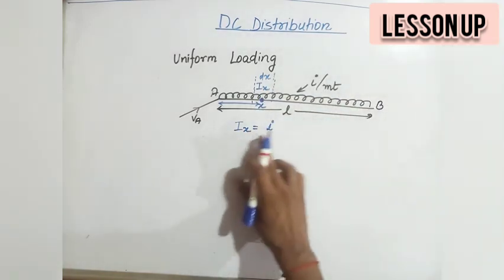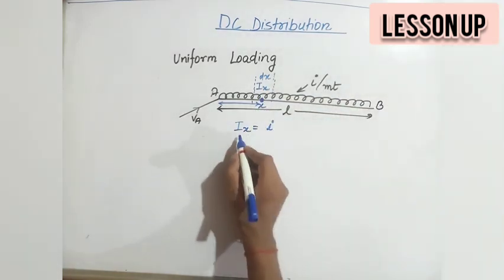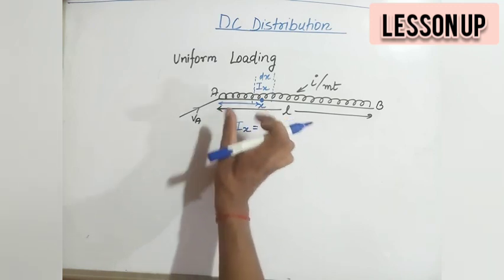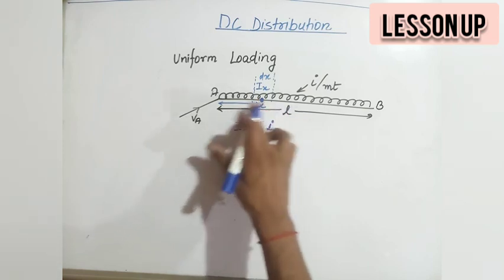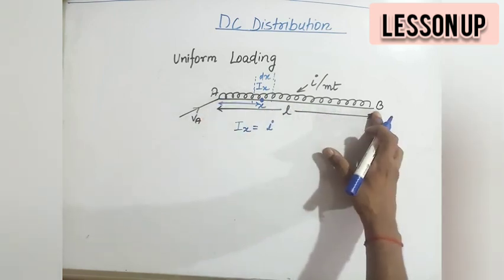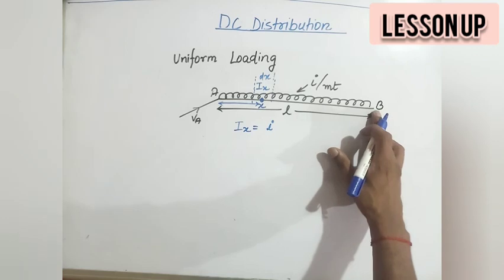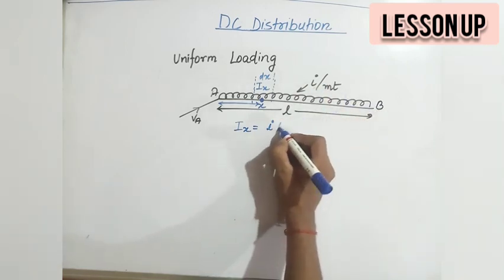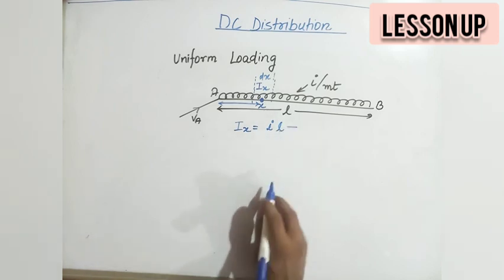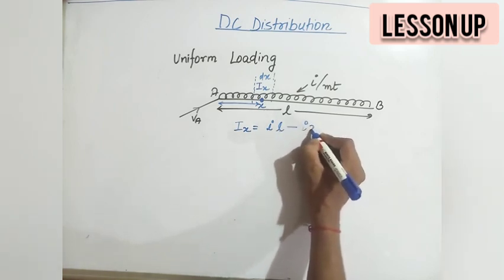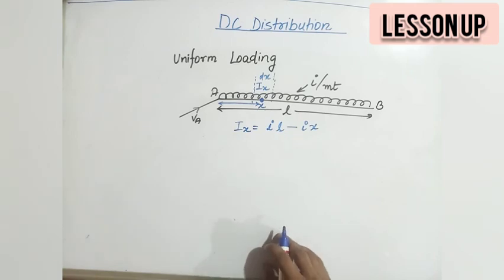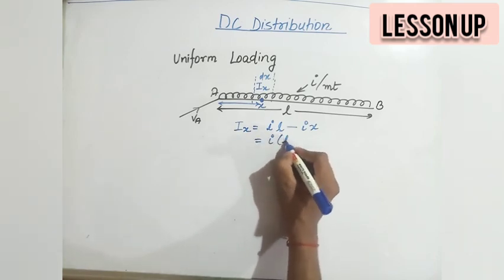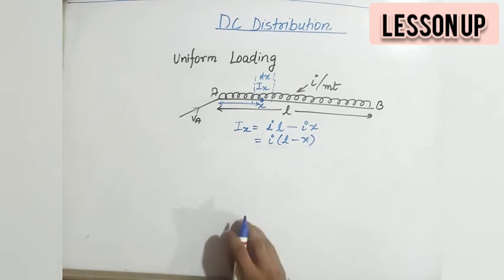So at point X, the current is Ix. So what will be the current? How to calculate this current? The total current is I flowing in this section, I per meter, into L minus I into X. So we will take I as common, I into L minus X.